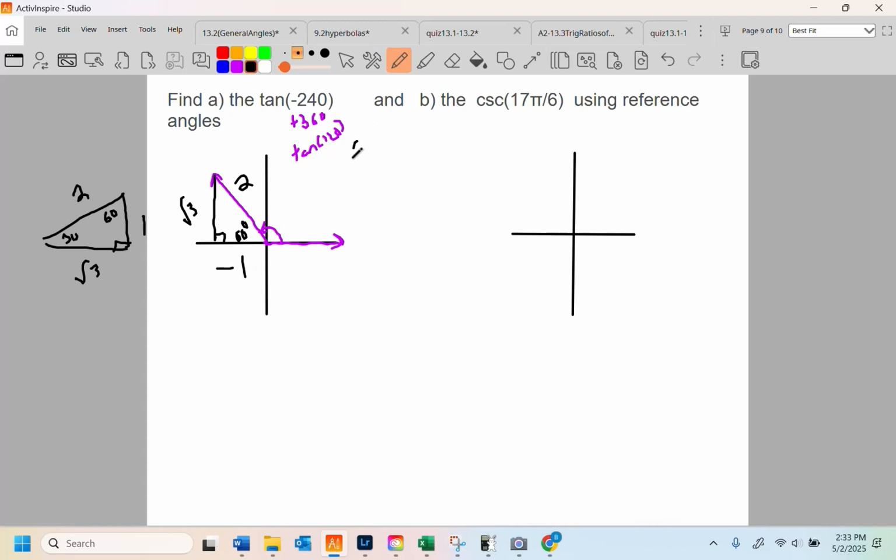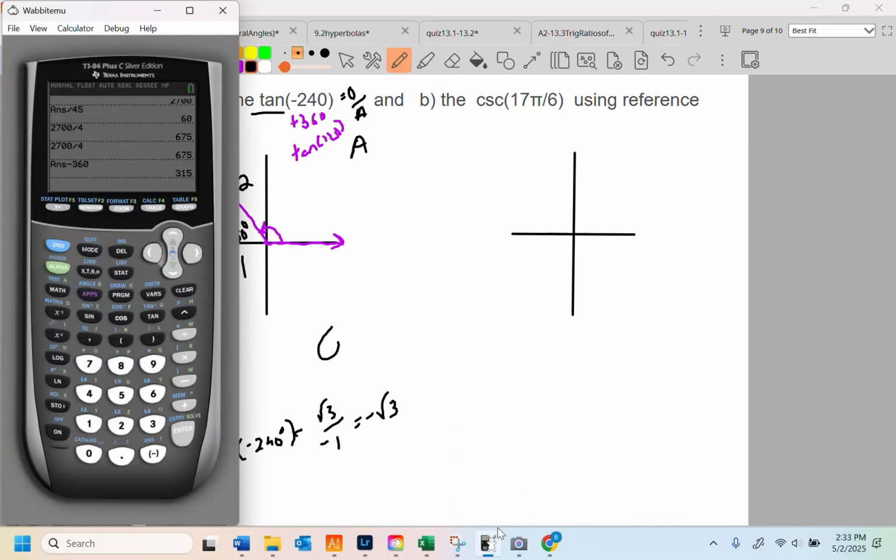Now, I'm going to remind you of ASTC. Sine. I want tangent. The answer is going to be negative. You need to get that in your head. It's negative, negative, negative, negative. Okay? But anywho, I'm doing tangent, and I know that tangent is opposite over adjacent. So opposite is root 3, adjacent is negative 1. So it turns out that the tangent of negative 240 degrees is going to be just root 3 over negative 1, which is negative root 3.